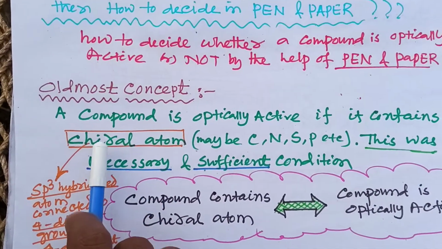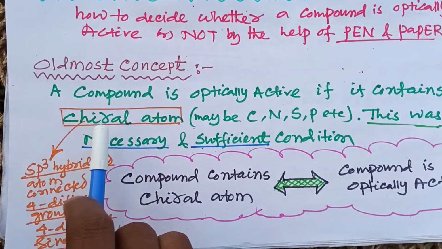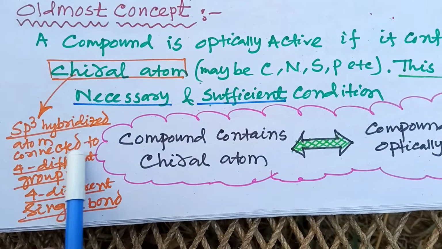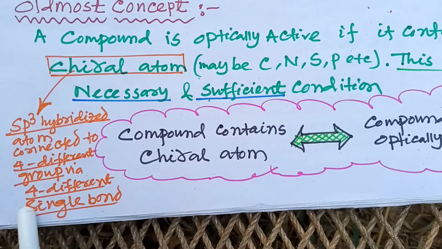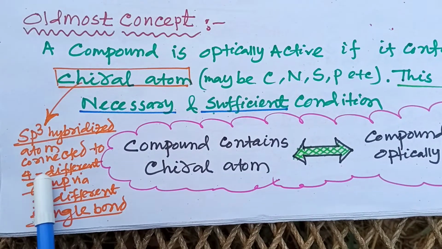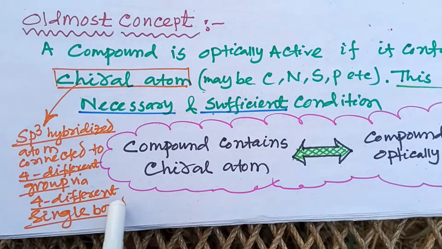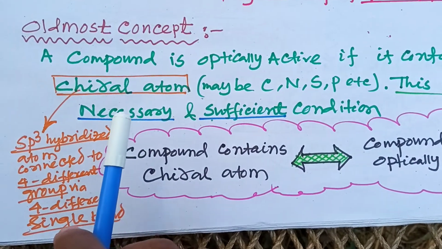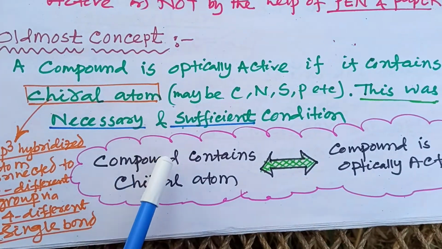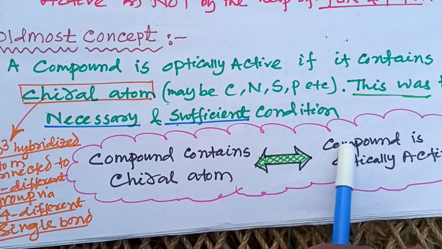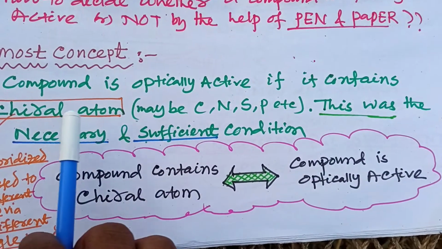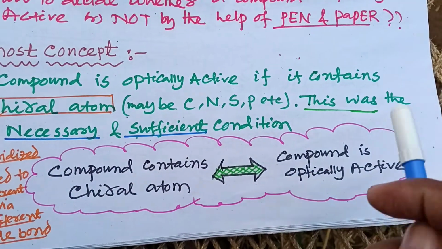Here is an important point: the chiral atom. What do we mean by a chiral atom? It is an sp3 hybridized atom connected to 4 different groups via 4 different single bonds. The atom should be sp3 hybridized and connected to 4 different groups via 4 different single bonds. This type of atom is known as a chiral atom. So the old concept says that if a compound has a chiral atom, it is optically active, and if it is optically active, it should contain a chiral atom. This was the necessary as well as sufficient condition.